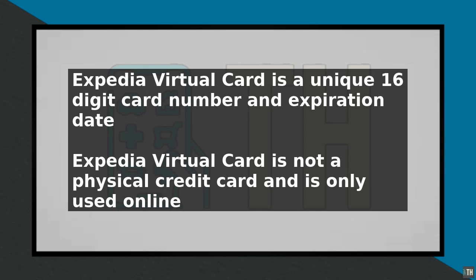First, let us start with what Expedia Virtual Card is. Expedia Virtual Card is a unique 16-digit card number and expiration date that is generated for each booking. It is not a physical credit card and is only used for online transactions.